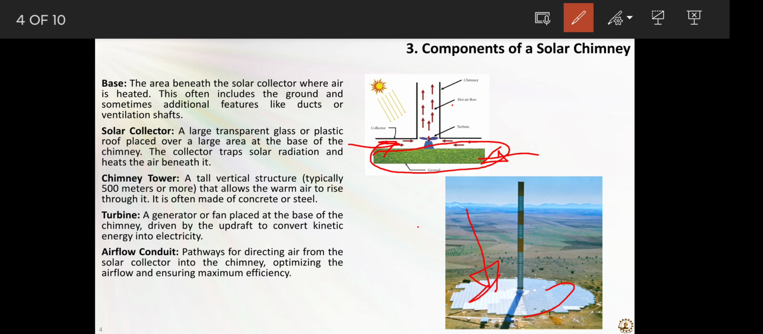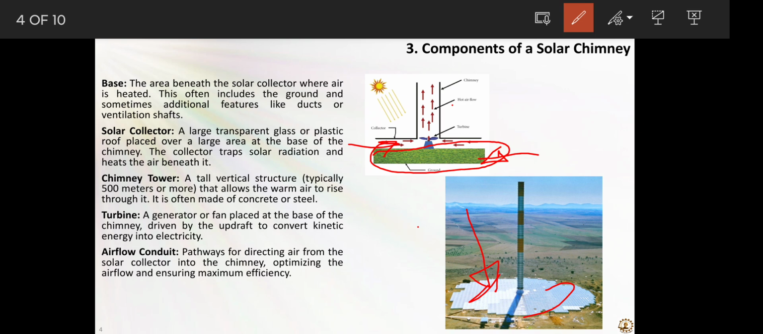Then the third component of the solar chimney is the chimney tower. It is basically a tall vertical structure, hollow or cylindrical, and the typical height of a solar chimney is generally up to 500 meters, or it can be more. The solar chimney tower allows the warm air to rise through it. It is often made of concrete, or we can also use steel, but if you go for steel it will be much costlier, and concrete is cheaper.